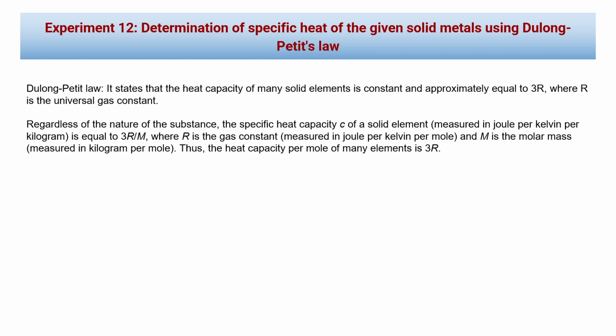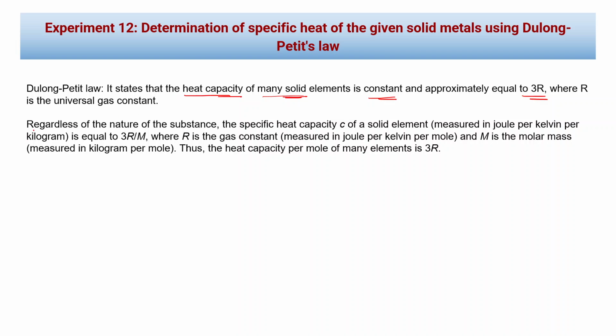What the Dulong-Petit law is telling us is that heat capacity, which we understand is the amount of heat required by a material to increase its temperature by 1 degree centigrade, for many solids, not all but mostly, is constant. So it's not depending on what type of material it is. Mostly its value is constant and is equal to 3R, where R is the universal gas constant.